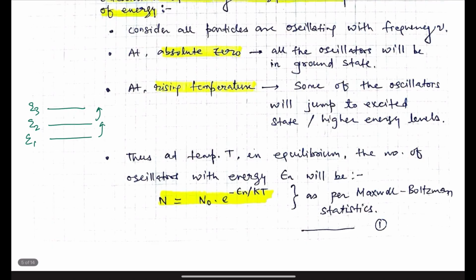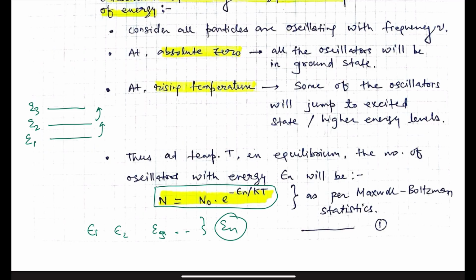And this is something new. We have studied this particular concept in class 11th and in 12th as well. So, at temperature T, in equilibrium, consider the number of oscillators with energy En. Suppose that there are n oscillators. Okay. So the first oscillator will have energy E1, the second will have energy E2, the third will have E3, and so on. So we call it generally En. So the total number of such oscillators will be given by this particular relation.